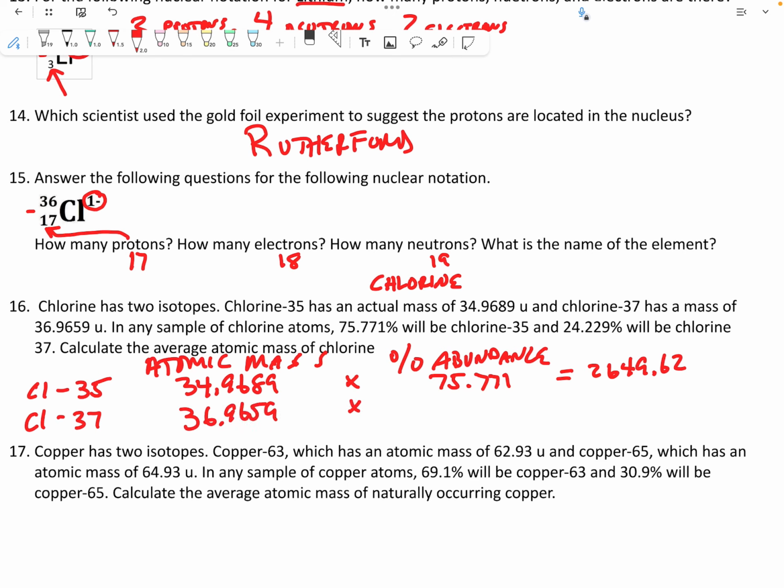Okay. For chlorine 37, its atomic mass will be 36.9659. Multiply that by its percent abundance, which is 24.229, and that's going to equal 895.65. Then you're going to add those two together, and you're going to get 3545.3535. Let me erase that. That's bad. I don't like that. All right, let me go back to that. 3545.27.